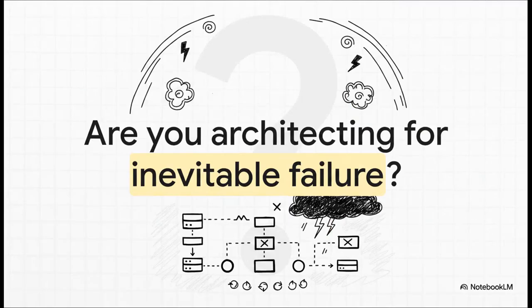Which leaves us with this final, provocative thought. Take a look at your own architecture right now. Are you still optimizing your systems purely for the happy path? You know, assuming the network is perfectly reliable, latency is zero, and resources are infinite? Or are you architecting for the inevitable failure? Because out in the wild, the retry storms are always brewing.